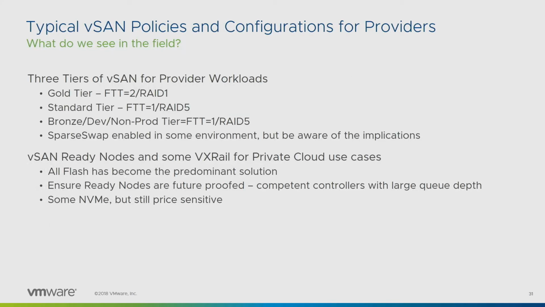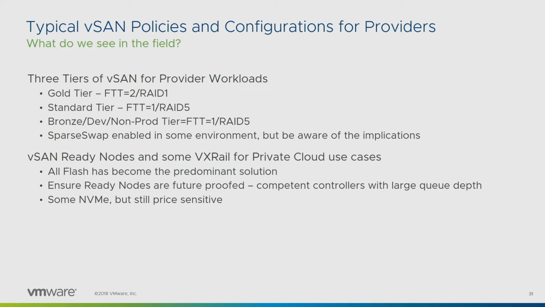So what are some of the typical policies and configurations we see within service providers? So Greg and I, we talk to a lot of our providers and we see 3 different tiers, really, a gold, silver, and bronze tier. Greg and I have a difference of opinion on FTT policies, and your mileage is going to vary between private cloud and public cloud, multi-tenant public cloud, and providing availability. It's going to matter based on the SLAs that you're offering within your cloud provider environment. And we can disagree because you can do it per VM. That's right, exactly. So we could set storage policies based off of what I'm trying to actually provide.